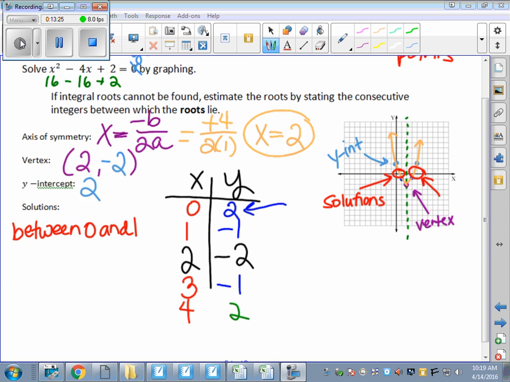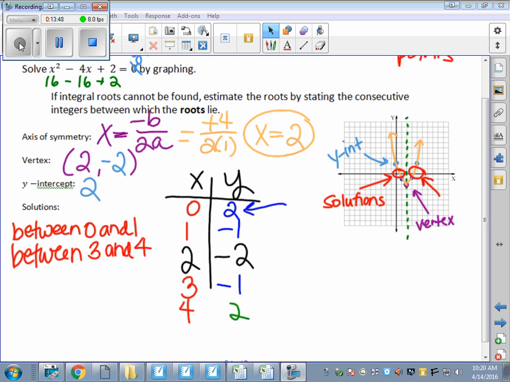So we said one solution was between 0 and 1. It looks to me like the other one is in between 3 and 4. That's the best I can do as far as telling exactly what my solutions are.